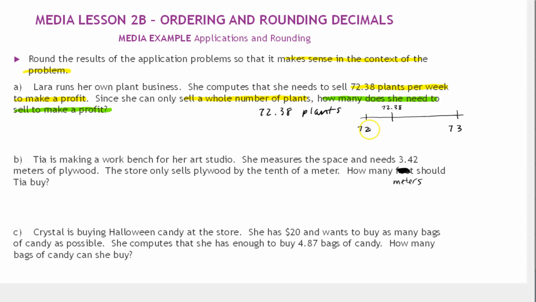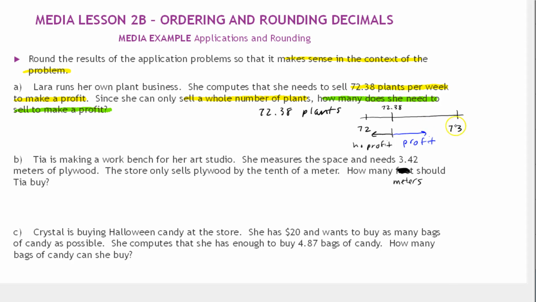Now, if she sold fewer plants, she wouldn't make a profit. So from here over, no profit. She wouldn't make enough money to cover all of her expenses. She'd have to pay a little of it on her own. Whereas above here, 72.38 or greater, she does make a profit.